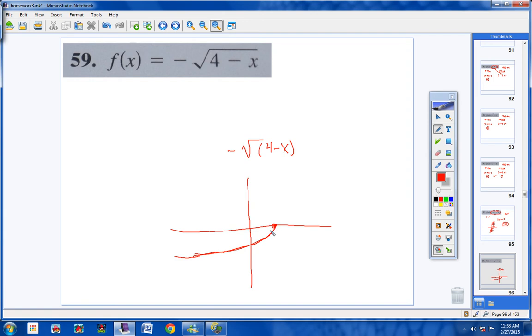So, is there anywhere you can draw a vertical line that intersects this graph in more than one place? No. Did I say vertical line? I hope I didn't. Horizontal line. Every horizontal line that you draw is going to intersect the graph in one place. So does this function have an inverse function? Yes, it most definitely does.